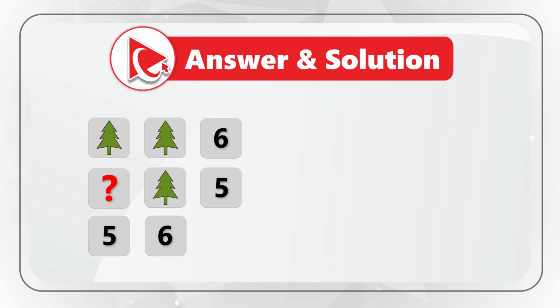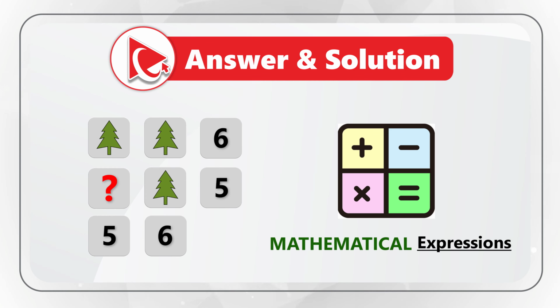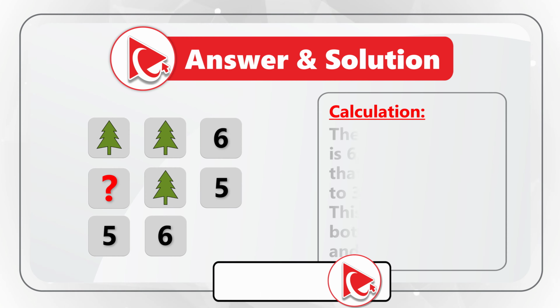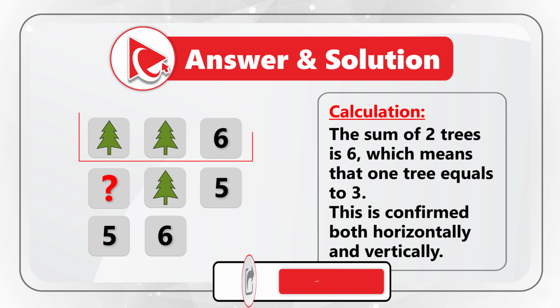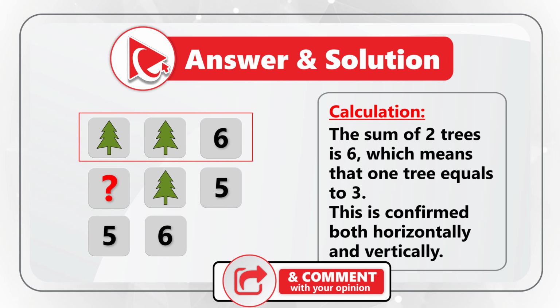As you might have guessed, what we see on the picture are mathematical expressions. For example, the sum of 2 evergreen trees is tree, which is represented by the top row. The same is true for the middle column.